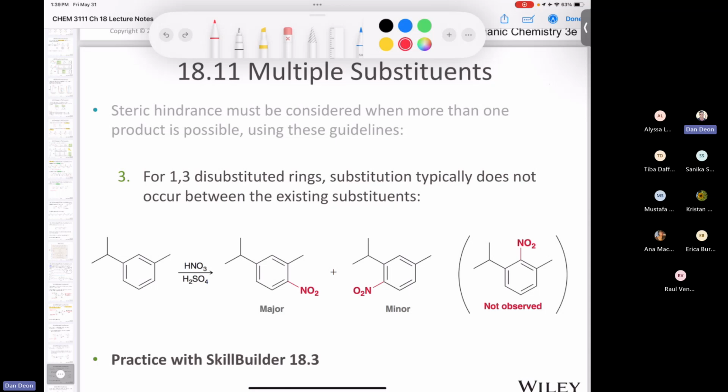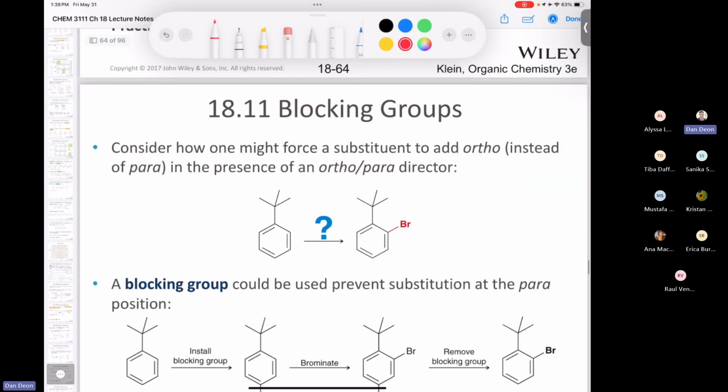Typically it does not go between the existing substituents. So what it's going to do is go ortho or para, in this case, ortho to the smaller substituent. The methyl group is the smaller substituent, so it's going to go ortho to the smaller substituent, not ortho to the larger substituent. So that's the third one, and I think that's it.